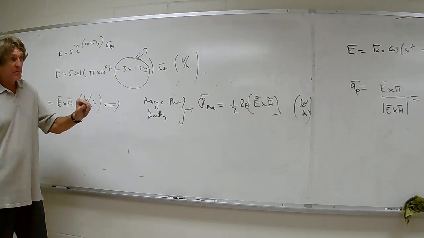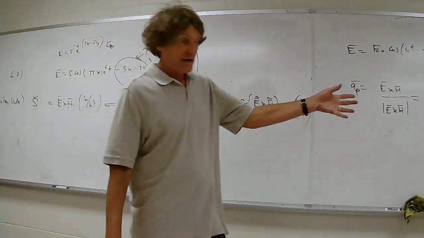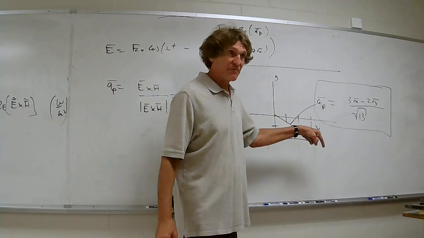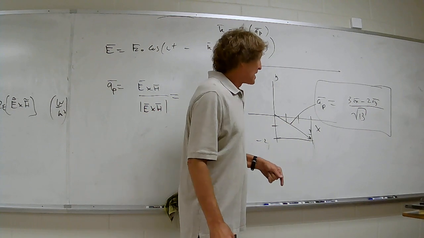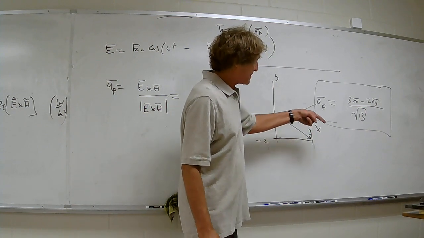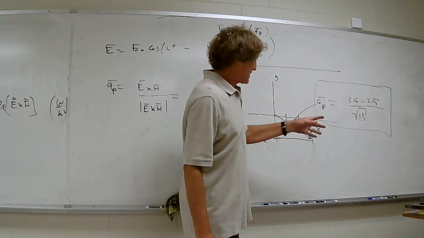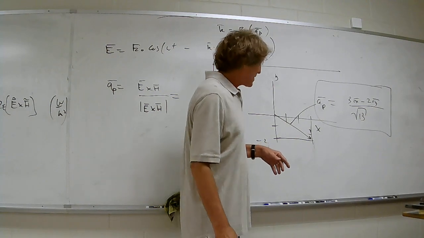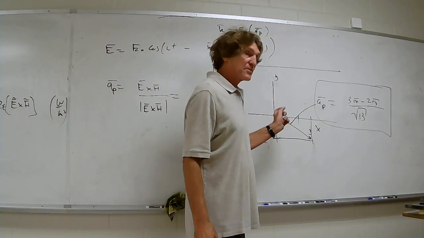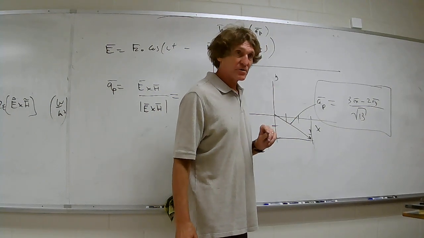Then go ahead and build a triangle like I just did. That triangle is showing you the direction of propagation. To get a unit vector in that direction, the only thing I have to do is take 3ax minus 2ay divided by the magnitude of the two. You've got a vector in the direction of propagation, right?